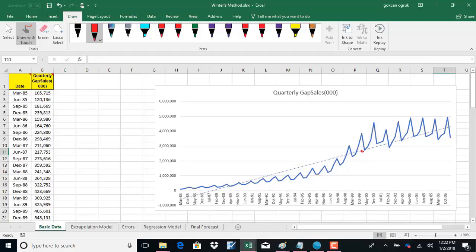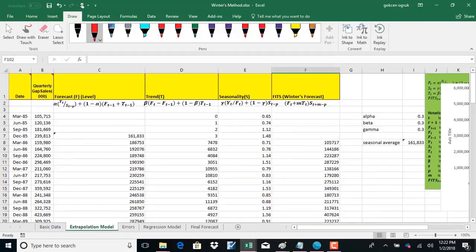Instead, if we use Holt-Winter techniques, that will capture both trend and seasonality and estimate both. So let's see how we can do Winter's method with 4 quarters, or 4 seasonal indices, in the following workbook. To get started, we have to have initial numbers for the level, trend, and seasonality. As you realize, Winter's method has 3 components. The first one is the level forecast, the second one is the trend, and the third one is seasonality. So we have to have initial numbers for each of them.